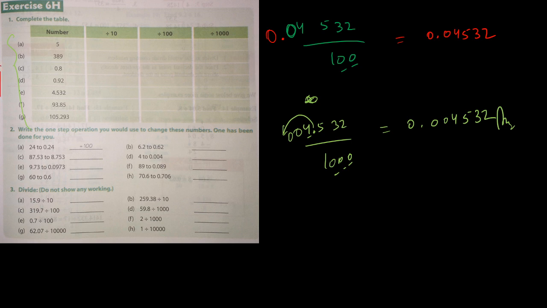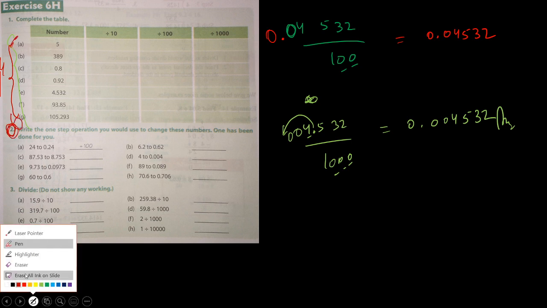So do all questions from question 1. Now I'm going to tell you question 2. Question 2 says, write the one step operation you would use to change these numbers. One has been already done for you.